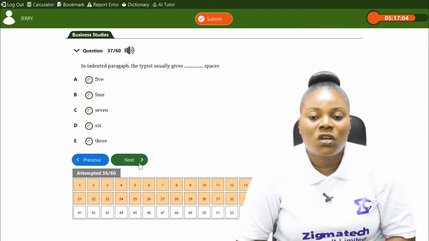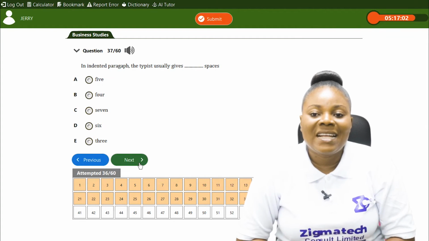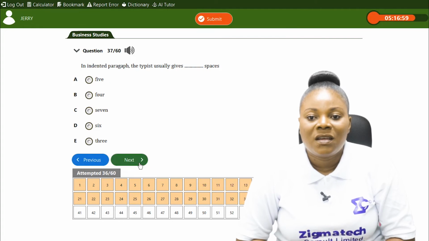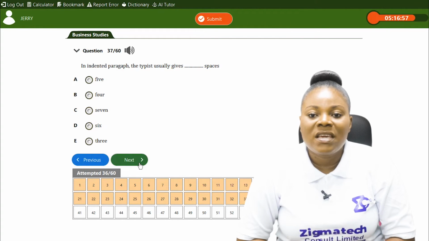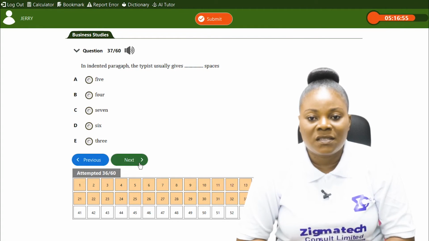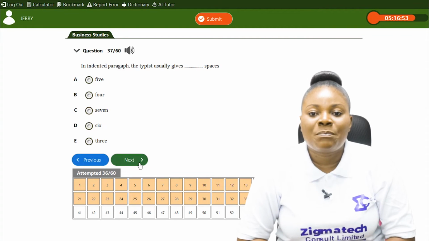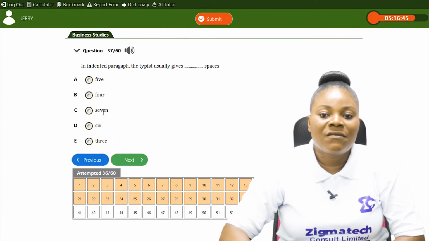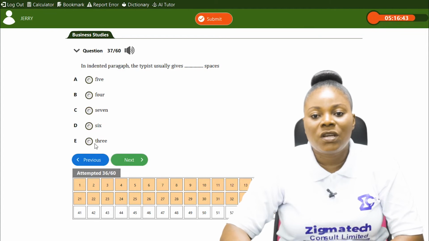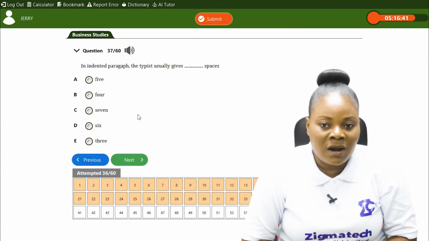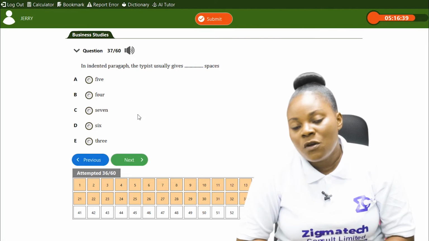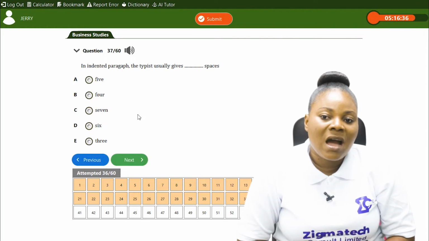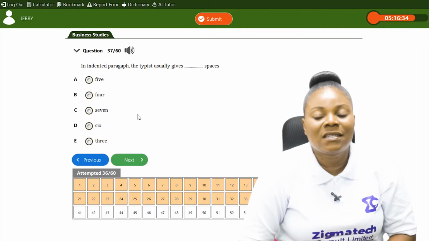The next question: in an indented paragraph, the typist usually gives dash spaces. Is it 5, 4, 7, 6 or 3? There are 3 types of paragraph. We have the block paragraph, the hanging paragraph, and the indented paragraph.